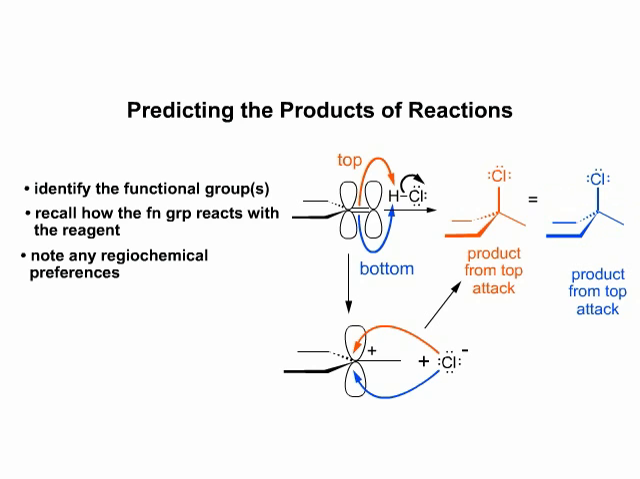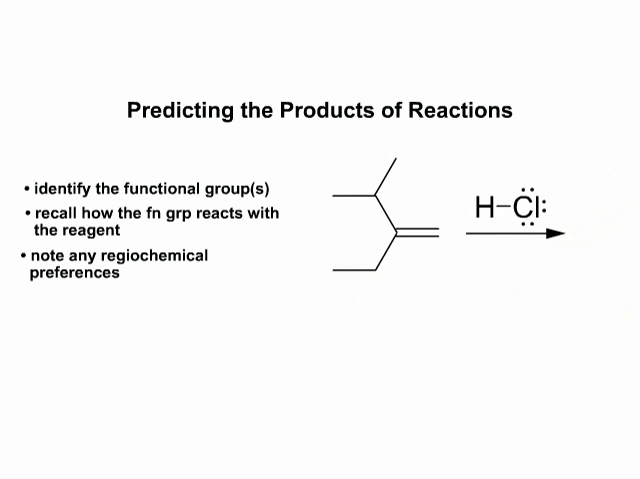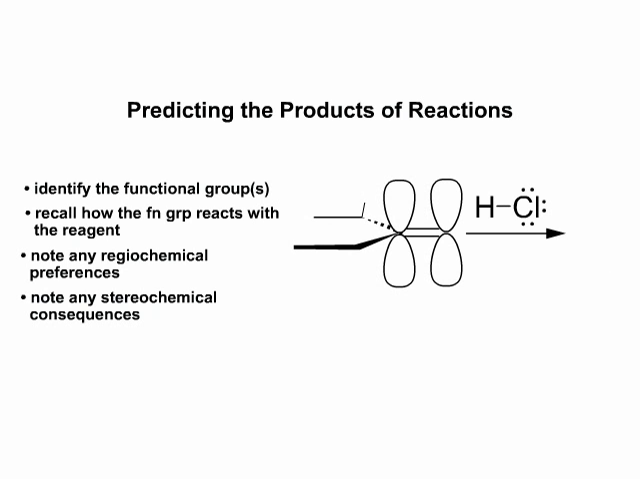In this example, we react a different alkene with hydrochloric acid. If we were approaching this problem from scratch, we would identify the functional group, recall how it reacts with the reagent, and think about any regiochemical preferences. We should also take into account any stereochemical consequences of the reaction. To do so, let's rotate our alkene again so we can better see both faces.